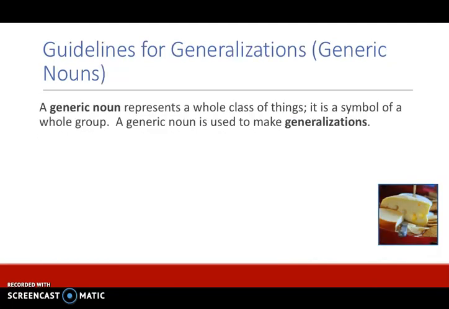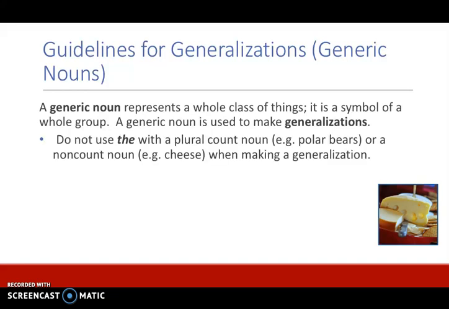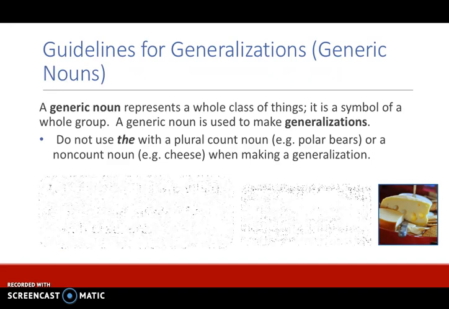Guidelines for generalizations or generic nouns. A generic noun represents a whole class of things. It is a symbol of a whole group. A generic noun is used to make generalizations. Do not use the with a plural count noun, for example, polar bears, or a non-count noun, for example, cheese, when making a generalization.